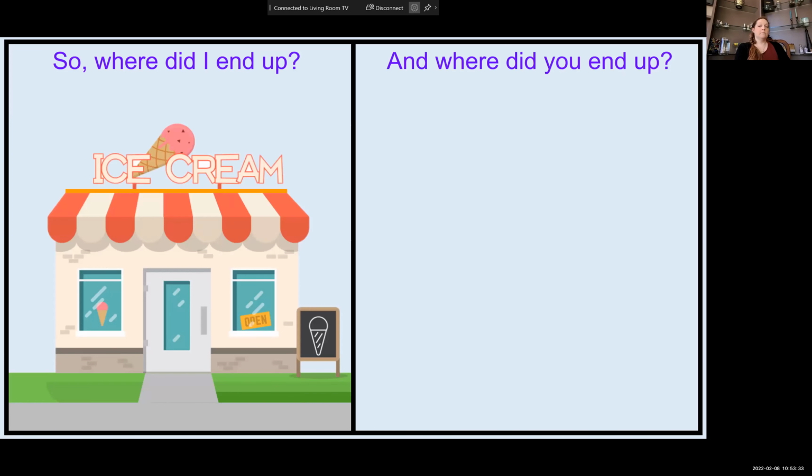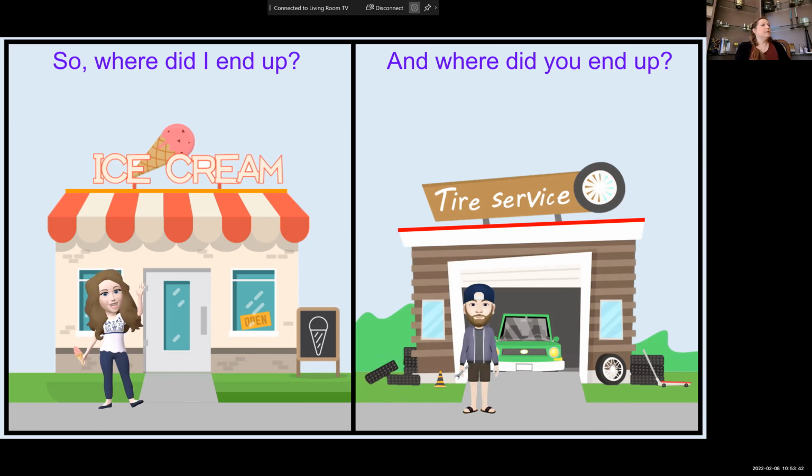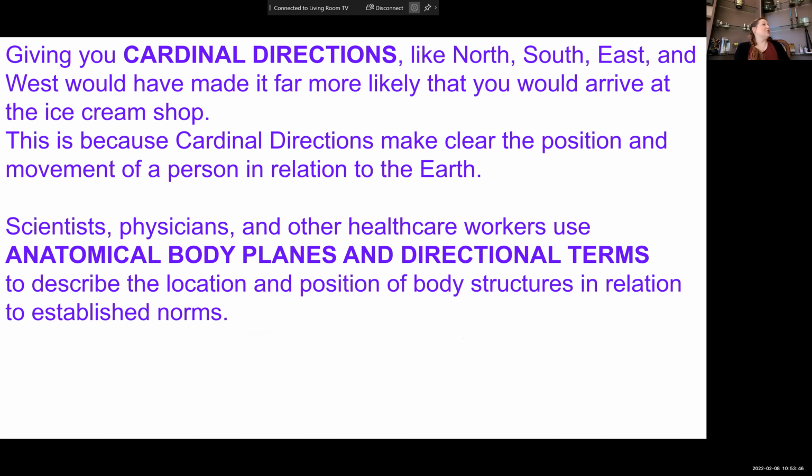And where'd you end up? You ended up at the tire service. This does you no good, right? This does you no good. And I got my ice cream and I'm happy. I'm like, yeah, and you got a wrench. That stinks. Okay, so it's important that we use terms that aren't so relative.